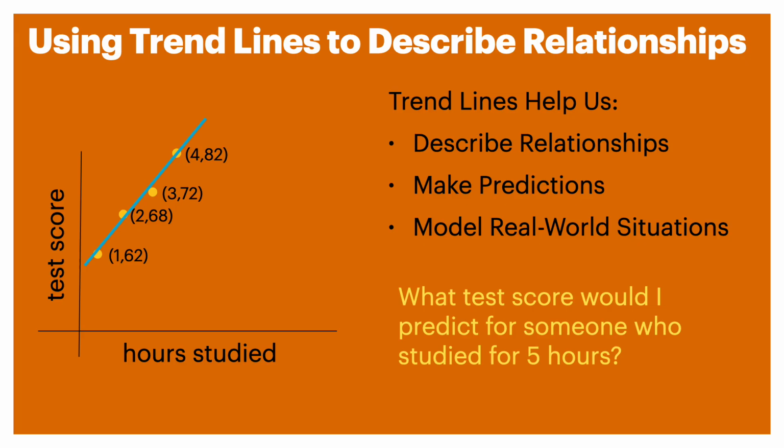So in order to do that, I would go along the x-axis where I have hours studied, and I would look for an x value of 5, which of course is going to be just a little bit after 4. And I would go up to my line and find an x value of 5, and I would see if I could find what is the y value when x is 5. And that would give me a prediction for someone who studied for 5 hours.